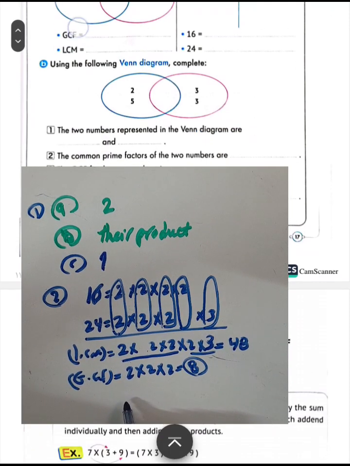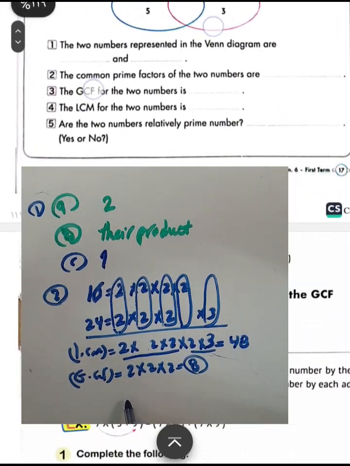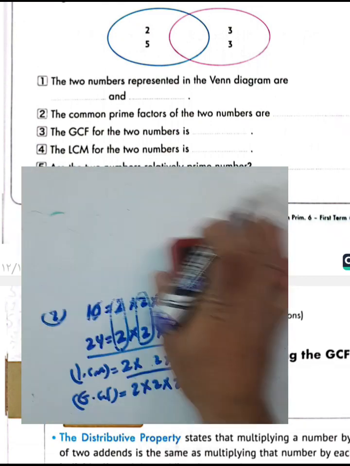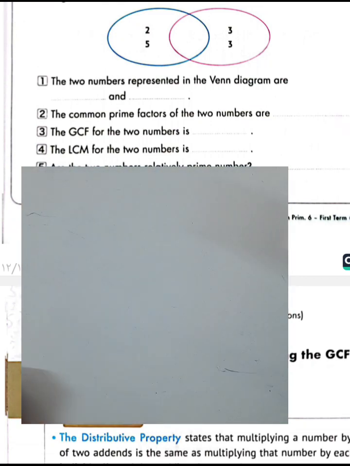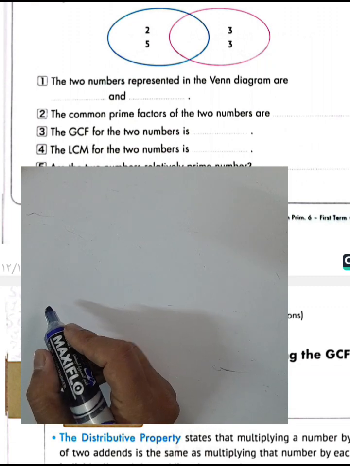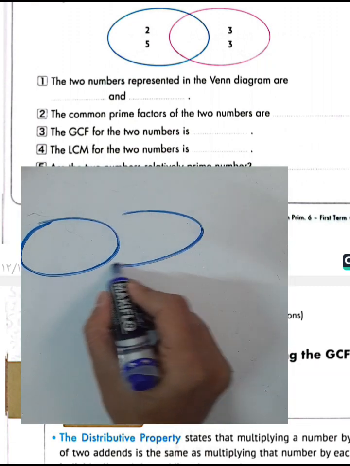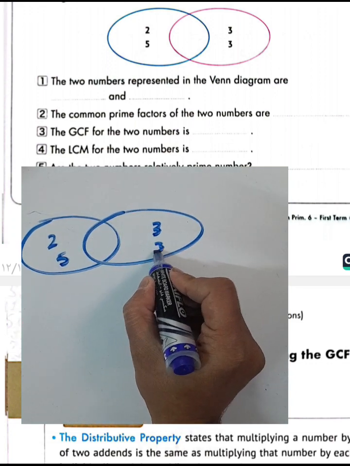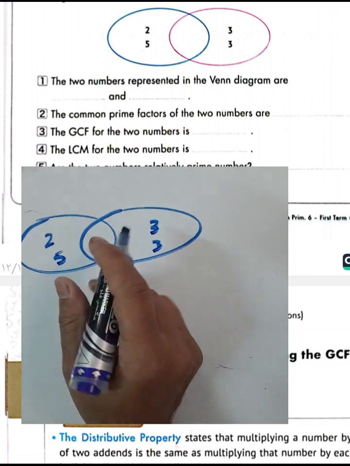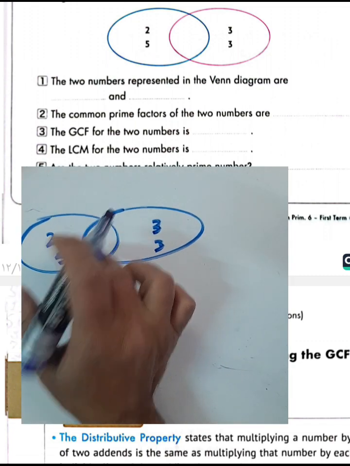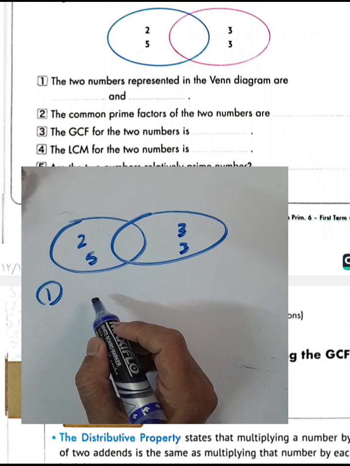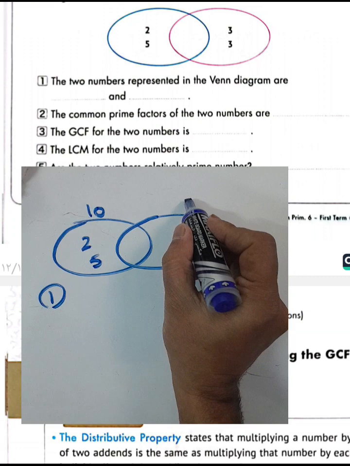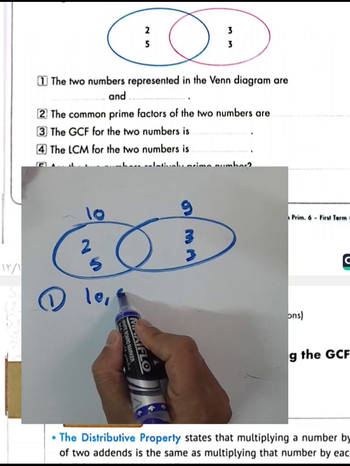Question letter B, using the Venn diagram here to complete. From the Venn diagram, find the first number and the second number, and use the common factor and least common multiple between them. Okay, we know about the Venn diagram here. We have 2 and 5, 3 and 3, and this part is empty. It refers to the greatest common factor between them, which will be 1, okay? Then what will the two numbers be? 2 times 5 will be 10. First number 10, and second number 3 times 3 equals 9. Then we have 10 and 9.